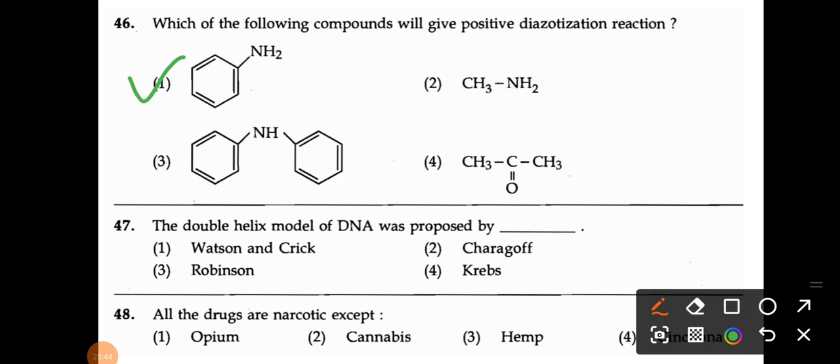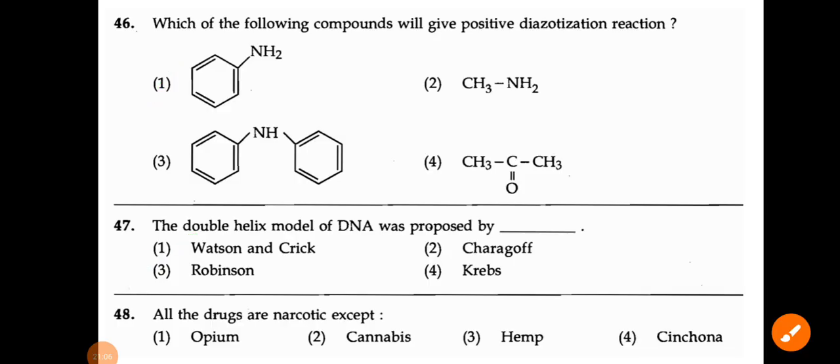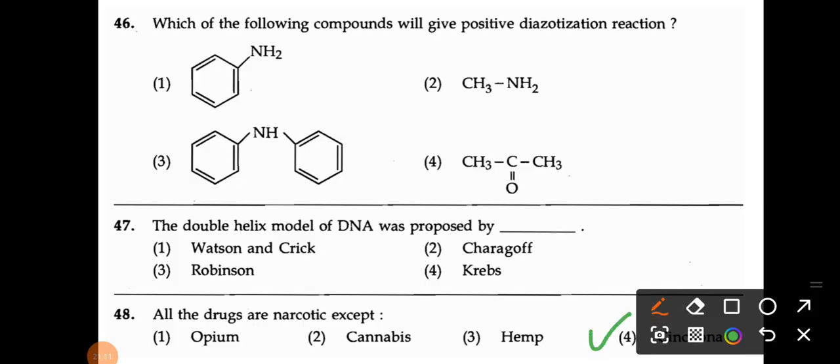Then 47, the double helix model of DNA was proposed by. Very simple question. The options are Watson and Crick, Chargaff, Robinson and Krebs. So what is the correct answer here? That is Watson and Crick. They have given the double helical structure. All the drugs are narcotic except. Options are opium, cannabis, hemp, and the last one is your cinchona. So the answer is cinchona here, because hemp, cannabis, opium, we know these come under the narcotic drugs.